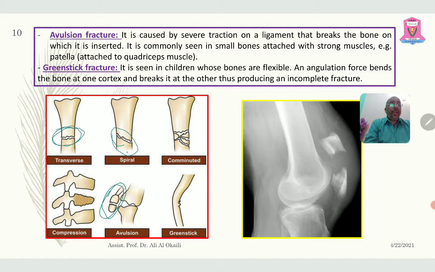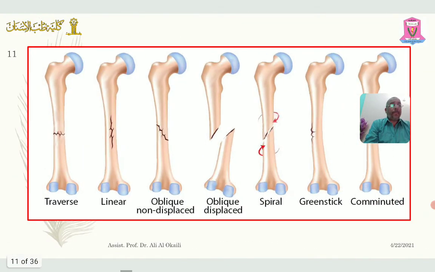Green stick fracture is usually seen in children whose bones are flexible. An angulation force bends the bone at the cortex and breaks it at the other, thus producing an incomplete fracture.